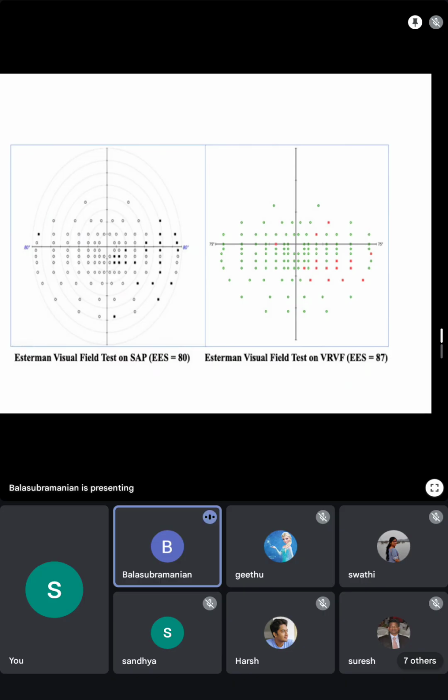This is labeled. Can anyone tell me what this is? This field pattern shows 120-2 of neurofields. Esterman visual field for binocular visual field testing. Yes, this is binocular visual field. This is done for the same person. Why two different ones, and what is SAP, VRVF? Anybody? What is SAP?